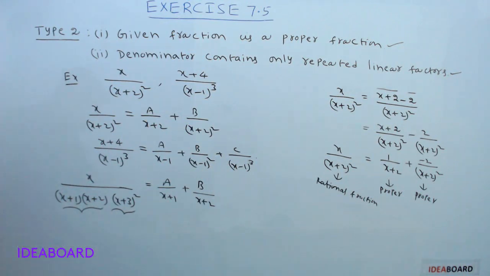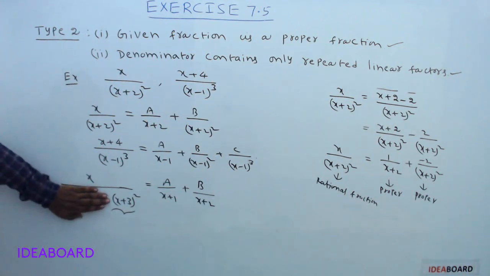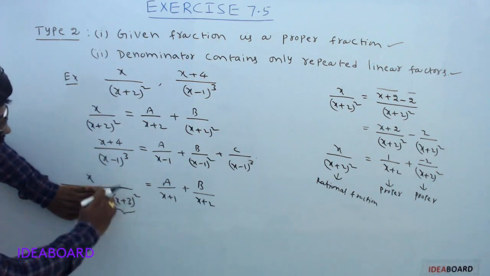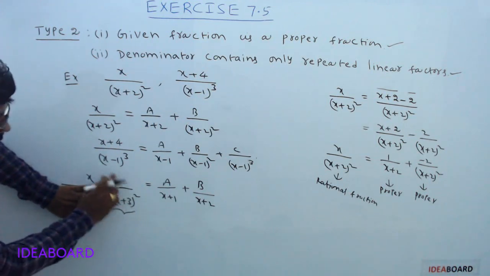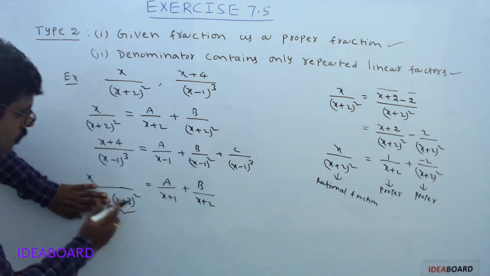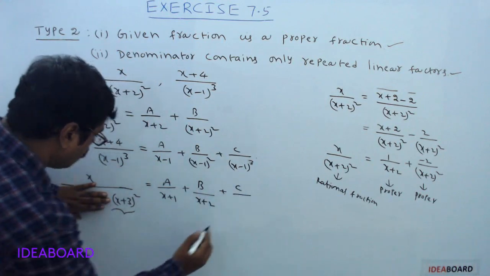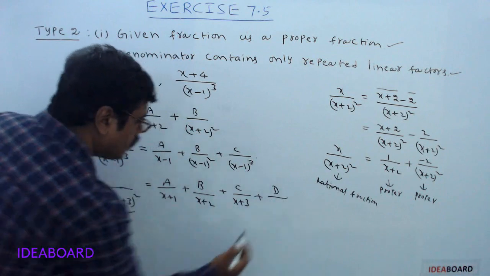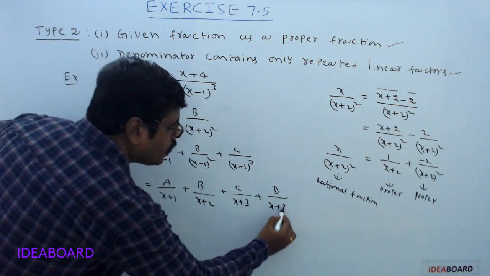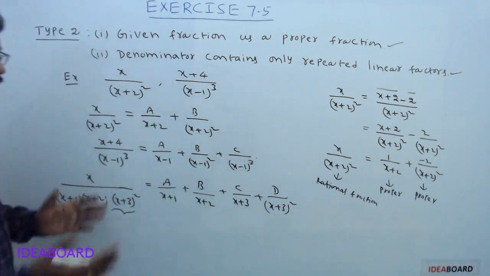Then close these non-repeated linear factors. Now it will be exclusively type 2 partial fractions. Now resolve this fraction into partial fractions. This is some constant divided by x + 3 plus some other constant divided by (x + 3)². Now over.